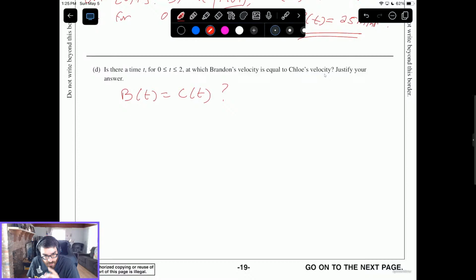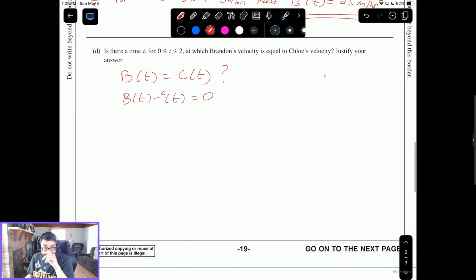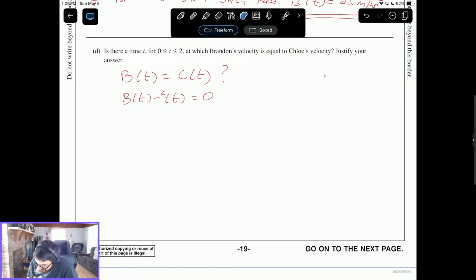Oftentimes, when I solve a problem this way, I move over one of them, and I set this thing equal to 0. Because, oops, I forgot the C. Because as we've kind of talked about together, it's much easier to find a 0 of something than it is finding out when they're equal, right? Because they could be equal at 2,500 or 5.7. It might be harder to figure that out. But it's easier to find a 0 because then you can just look at the axis and figure it out.